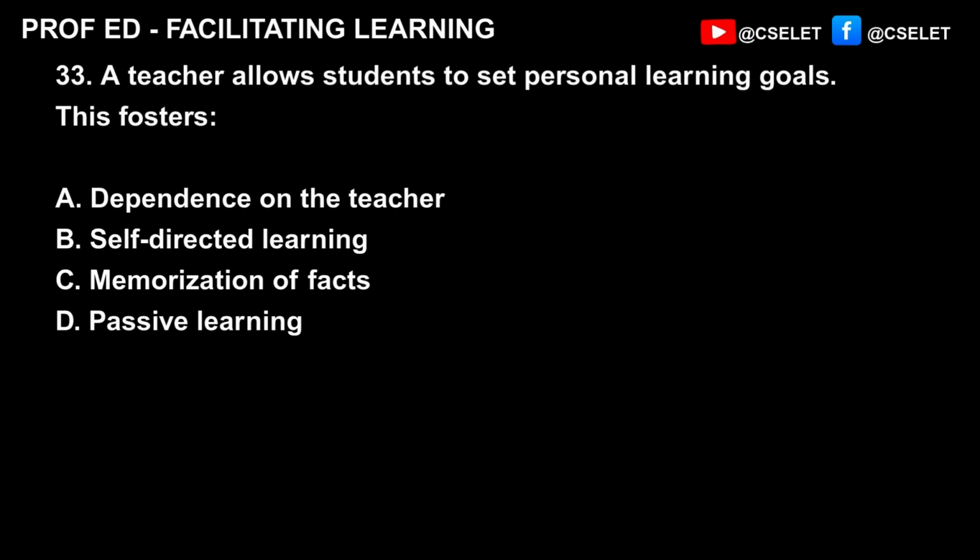A teacher allows students to set personal learning goals. This fosters A. Dependence on the teacher. B. Self-directed learning. C. Memorization of facts. D. Passive learning.